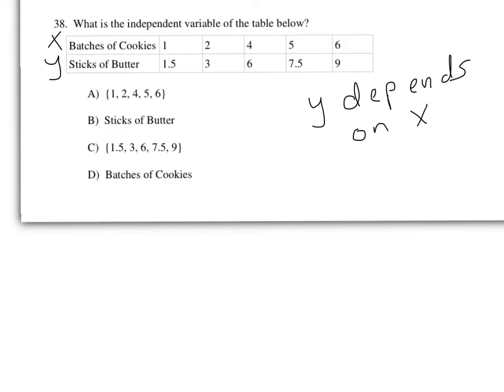So it's not asking for the values here. So we're not giving them 1, 2, 4, 5, and 6. Right? They're asking what is the variable. So the variable itself is batches of cookies. So D would be our answer choice here.